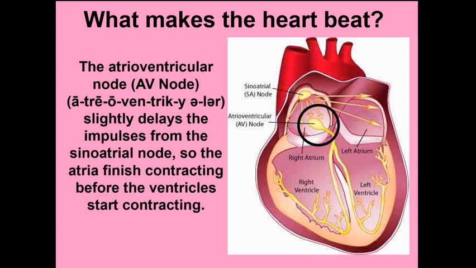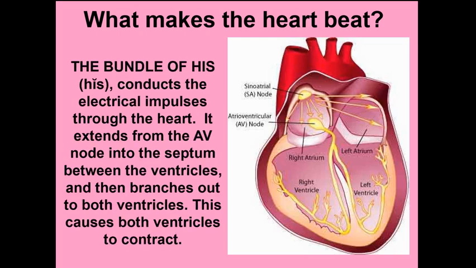So the atrioventricular node slightly delays the impulses from the sinoatrial node. So the atria finish contracting before the ventricles start contracting. The bundle of His conducts the electrical impulses through the heart. It extends from the AV node into the septum between the ventricles and then branches out to both ventricles. This causes both ventricles to contract.